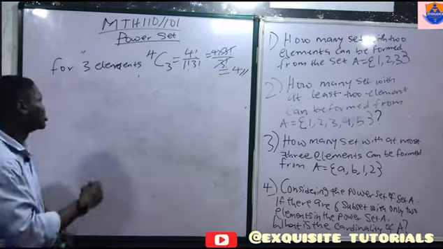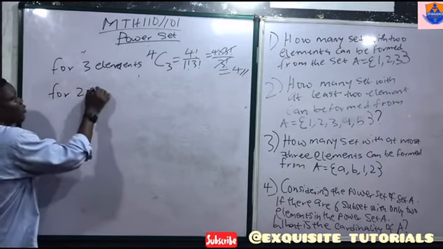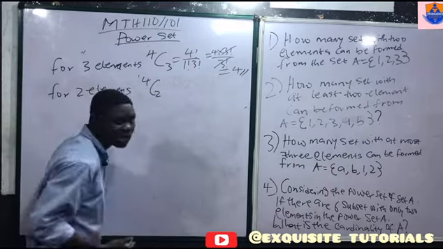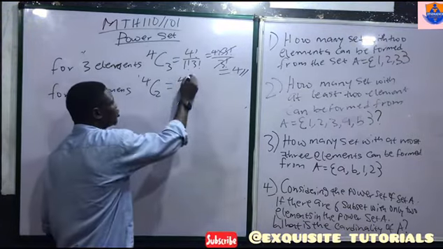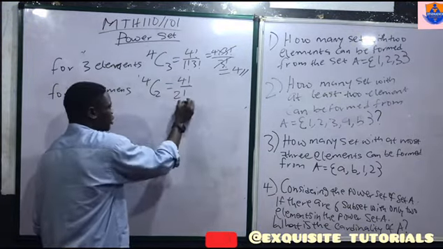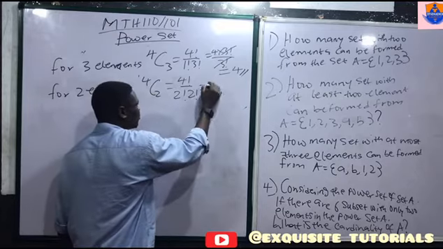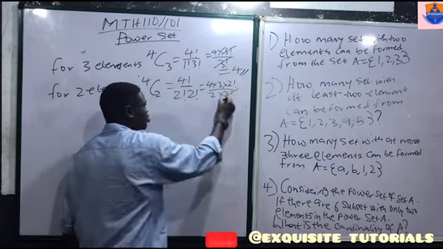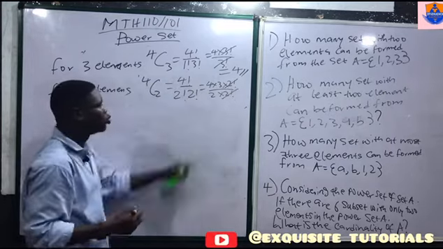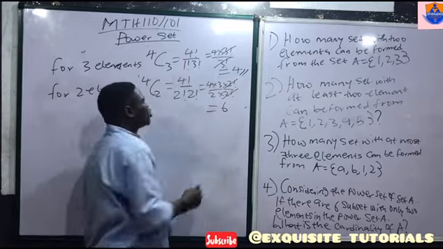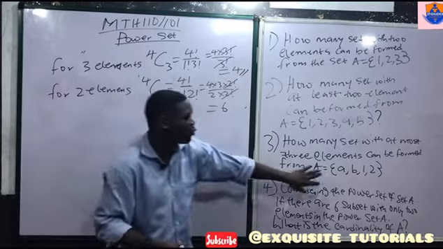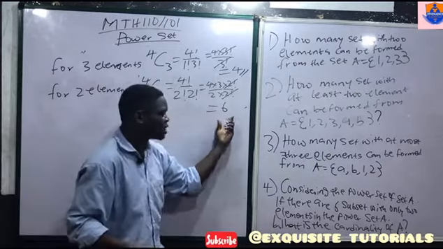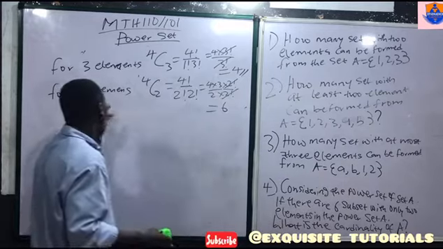Now let's check for 2 elements. So for 2 elements, we have 4 combination 2, since 4 is the number of elements in A. So we are going to have 4 factorial all over (4 minus 2), which is 2 factorial, then 2 factorial. This is 4 times 3 times 2 factorial all over 2 times 2 factorial. This one cancels out. 4 divided by 2 is 2. 2 times 3 is 6, so we have 6. So this implies that there are 4 subsets that can be formed from this, and these 4 subsets have 3 elements. And this also says that there are 6 subsets that can be formed from this, and these subsets have 2 elements.